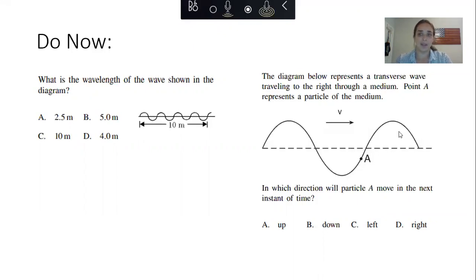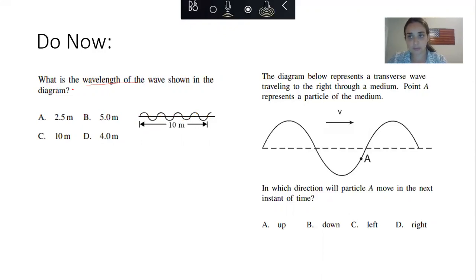Great, welcome back. So now let's go over these questions. As I am annotating these problems, make sure to take notes in your notebook and make any corrections if necessary. So how do we solve this first problem? We're being asked to find the wavelength of this wave below. The total distance that's given to us is 10 meters. So we need to determine how many waves there are to figure out the length of one wavelength.